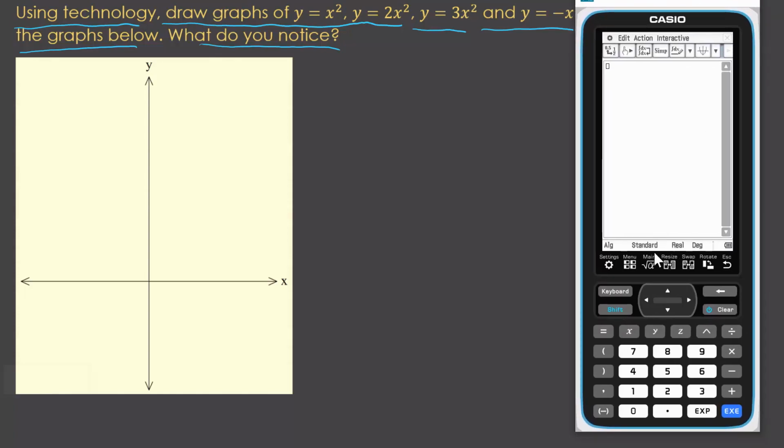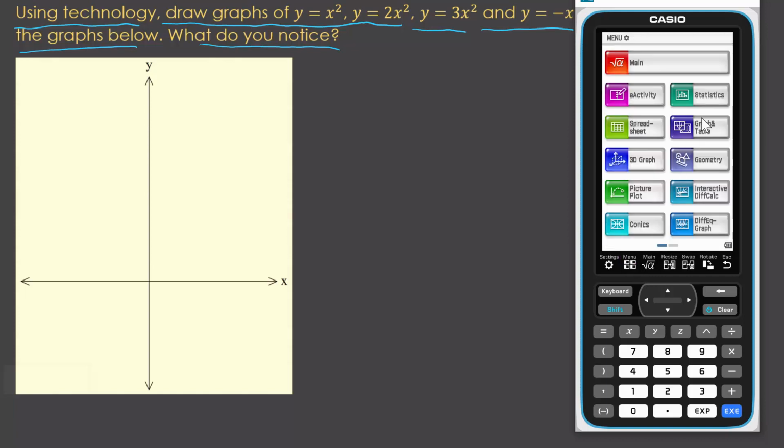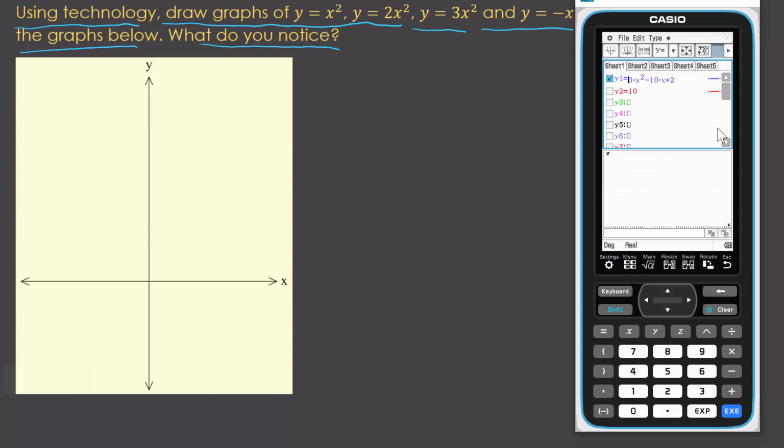So I'm going to use the ClassPad and I'm going to go to Graph and Table. And it's a good idea just to clear anything that's there at the moment. So I'm going to put x squared into the first one. And then I'm going to put 2x squared. And the color coding tells me what color my graph will be when I actually draw it.